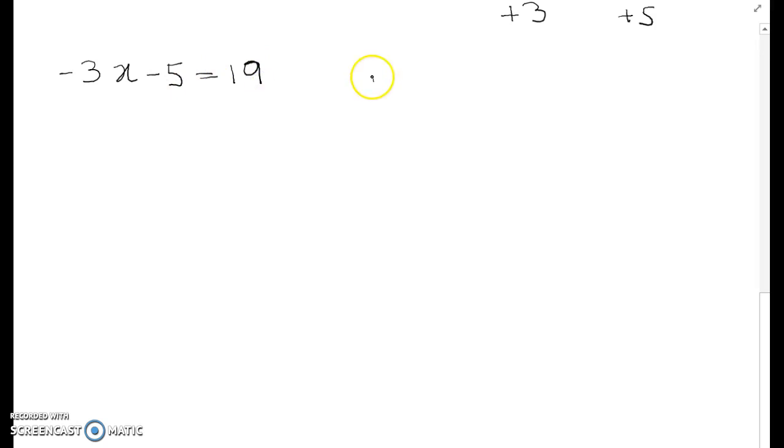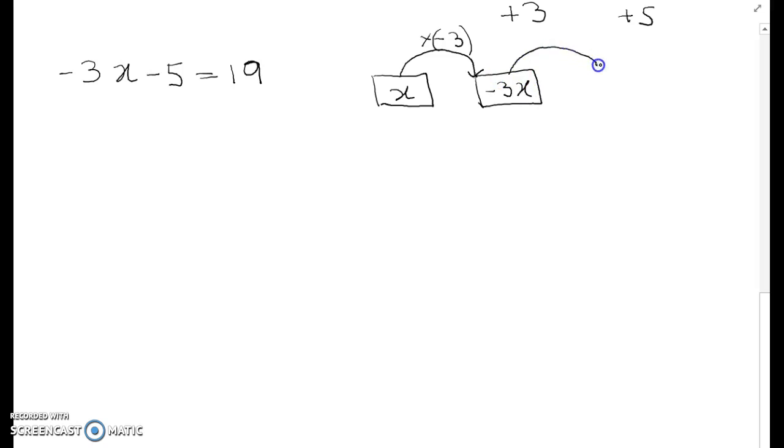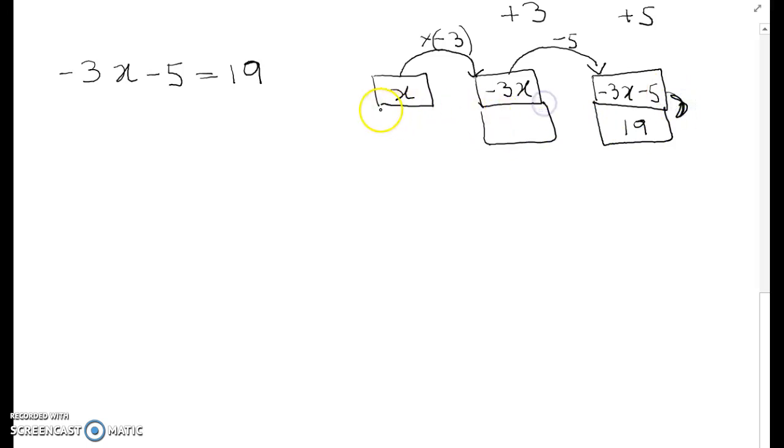Flowchart first. Let's see what happened to x. X has been multiplied by negative 3. Going that way. Multiplied by negative 3. So that becomes negative 3x. Was the next step. So we took away negative 5 from negative 3x. So that has become negative 3x take away 5. Now we know that all this is equal to 19. And now we want to solve it.